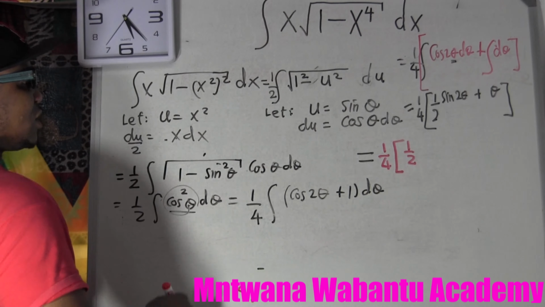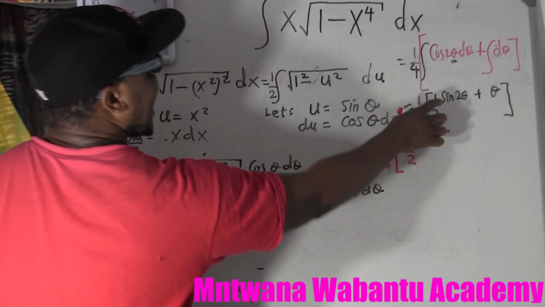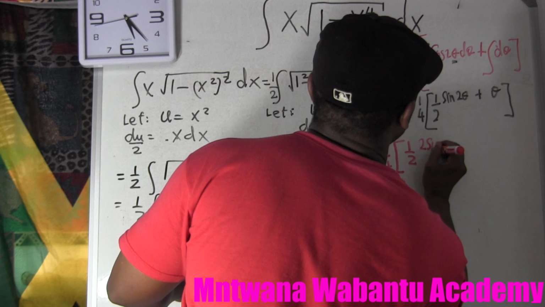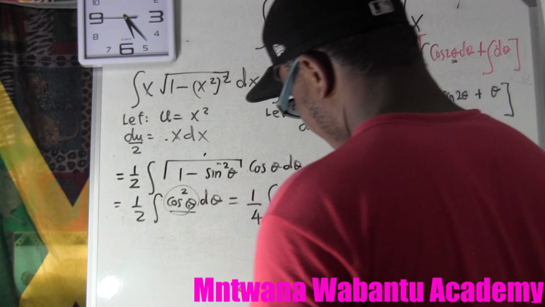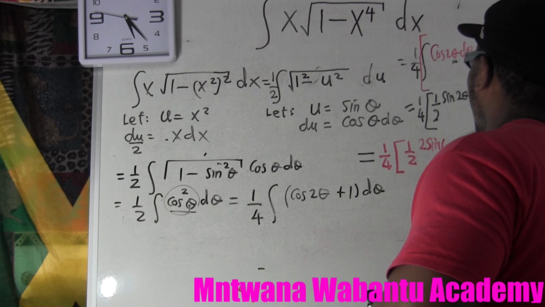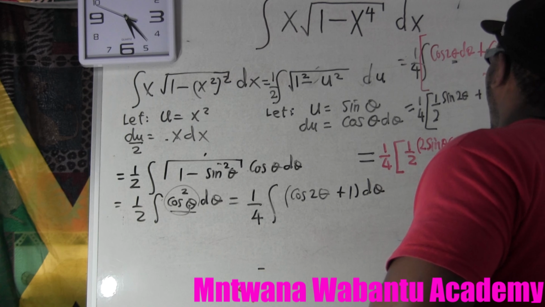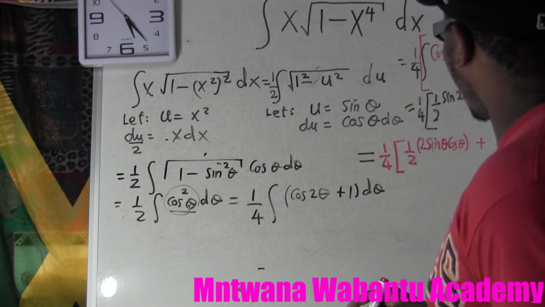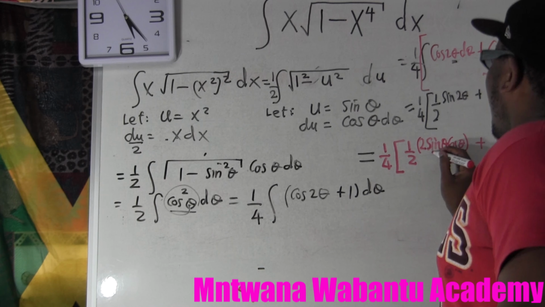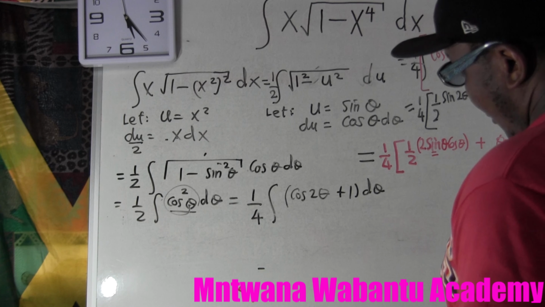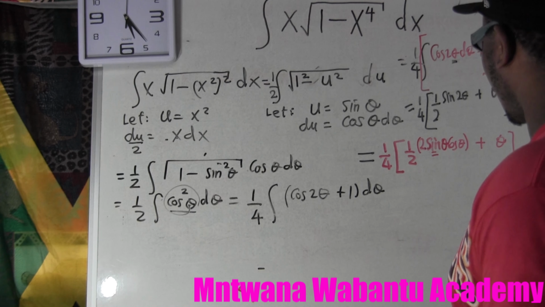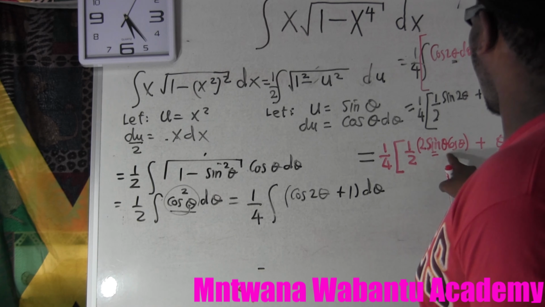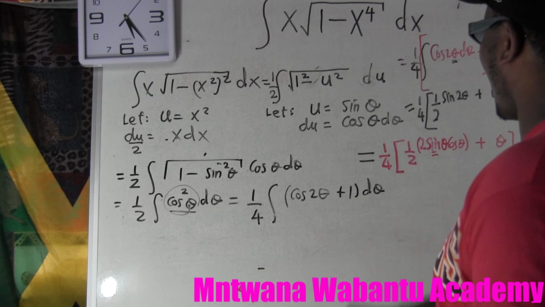What is sine of 2 theta? So we come here, look. Sine of 2 theta, from the double angle, is 2 sine theta cos theta, and then plus our theta. But what is sine of theta? Sine of theta we know is equal to u, I can substitute. But what about cos of theta? There are a lot of ways you can get cos of theta.